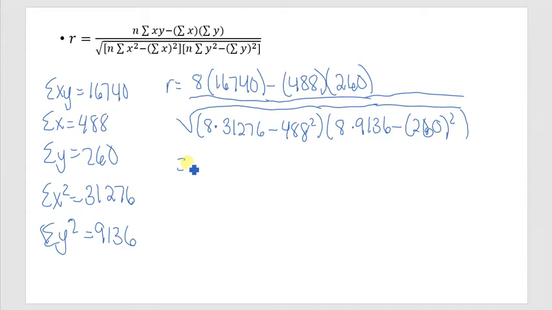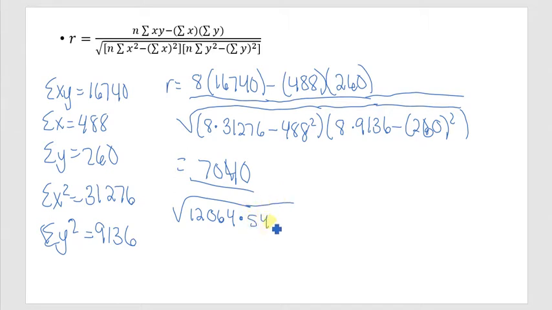8 times 16,740 minus 48 times 260. I get the 7040. Okay, that's good. Okay, 8 times 31,276 minus 48 squared. For the first thing on the bottom, I get 12,064. And then I get times 8 times 9136 minus 260 squared, which is 5488.